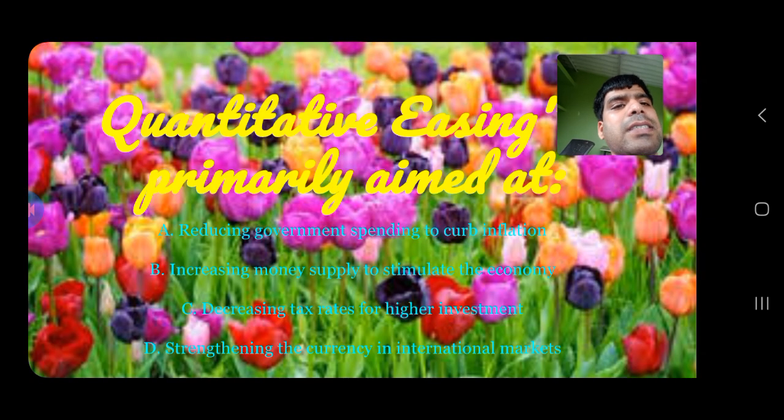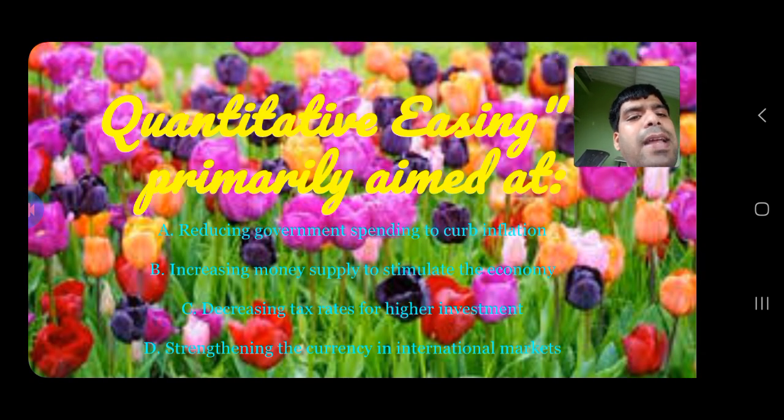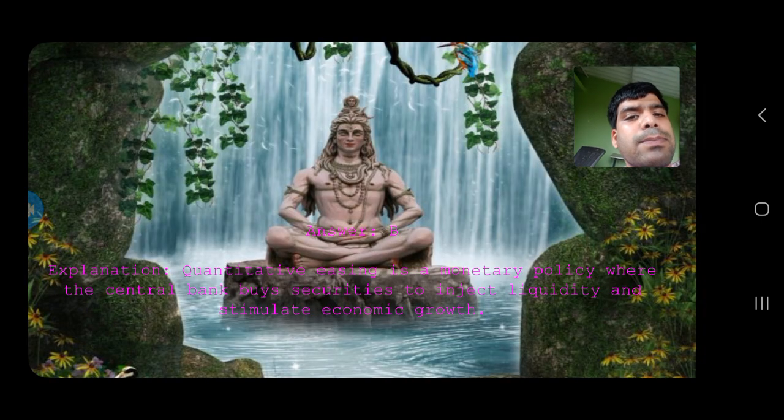And the next question, which is the last question, is, quantitative easing is primarily aimed at, and the options are: option A, reducing government spending to curb inflation, option B, increasing money supply to stimulate the economy, option C, decreasing tax rates for higher investments, and option D, strengthening the currency in the international market. And the correct answer is option B. Quantitative easing is a monetary policy where the central bank buys securities to inject liquidity and stimulate economic growth.